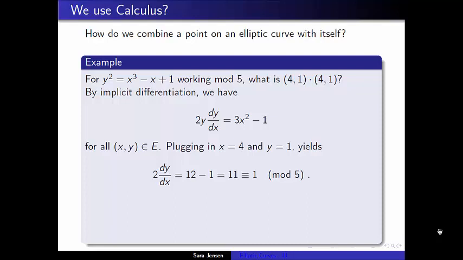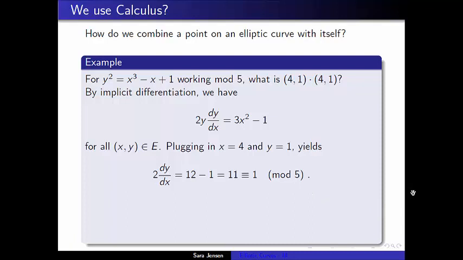And that equation is valid for all points x and y that live in the elliptic curve, all the values on that previous slide. We are particularly interested in the slope of the elliptic curve at the point (4, 1). So we plug in the 4 value for x and the 1 value for y, and that gives us this particular equation: 2 dy/dx is congruent to 1 modulo 5.